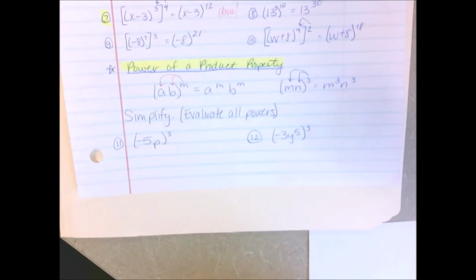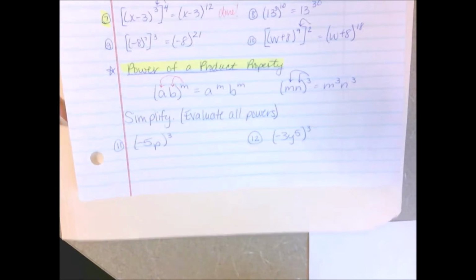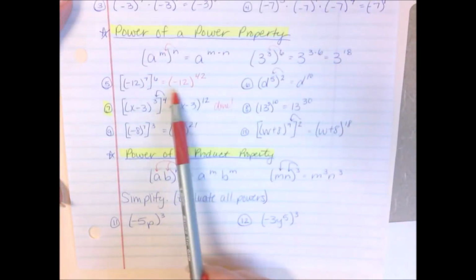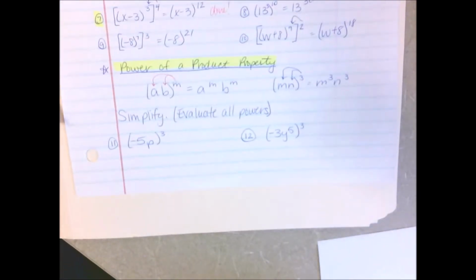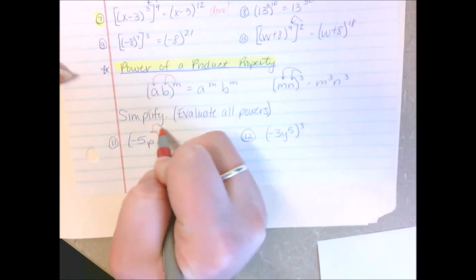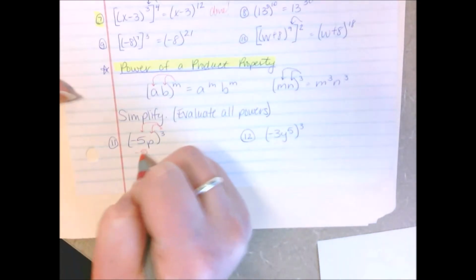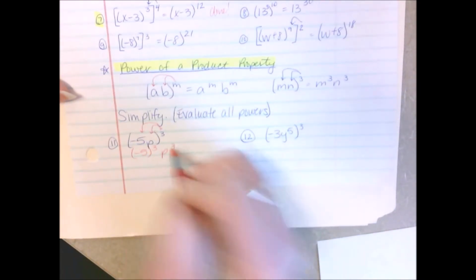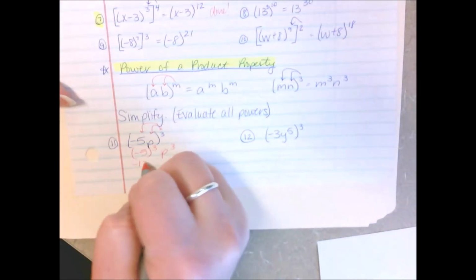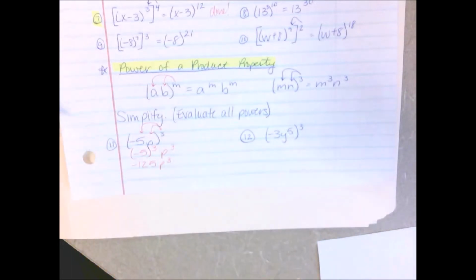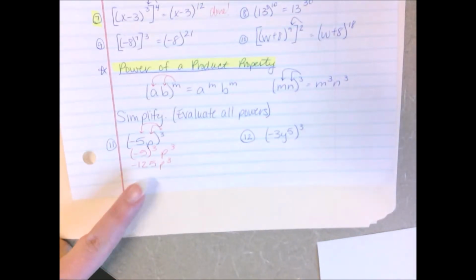At this point, we're going to start simplifying completely, that is, evaluating all of our powers. So far, we left things in exponential form because this would be a super large number, but in these ones, we're actually going to evaluate out all of our exponents. So in number 11, you take the 3 into both pieces. You get negative 5 to the 3rd and p to the 3rd. Negative 5 to the 3rd evaluates to negative 125, p to the 3rd. You no longer need this in parentheses because it's just a negative number without an exponent. You could put it in parentheses if you want, but you don't have to.